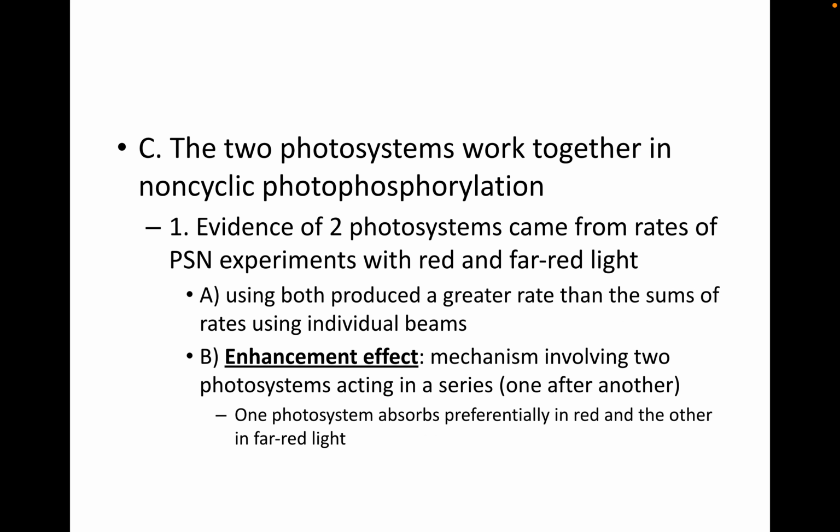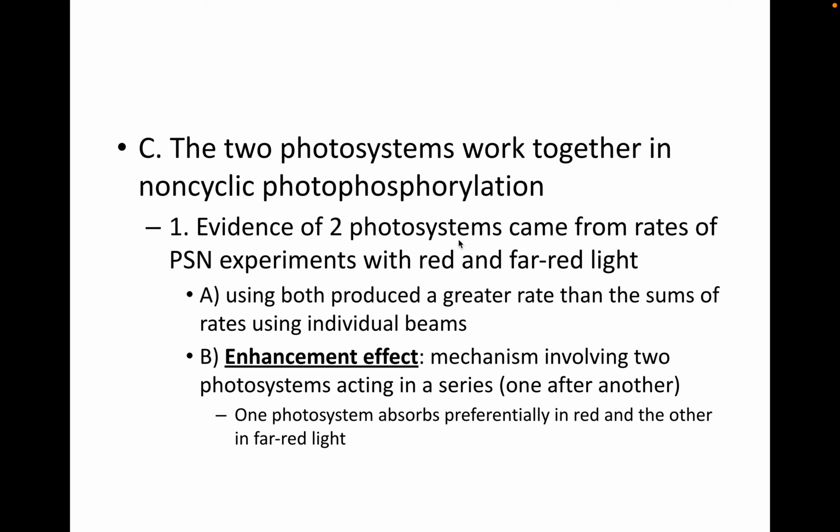So here, yes, they work together. So let's talk about how we know that these two photosystems work together in non-cyclic photophosphorylation. It comes from the rates of production based on red and far red light. So they did something called an enhancement effect, where they exposed plants to one type of light and measured the output. And then they looked at the far red light and looked at the output.